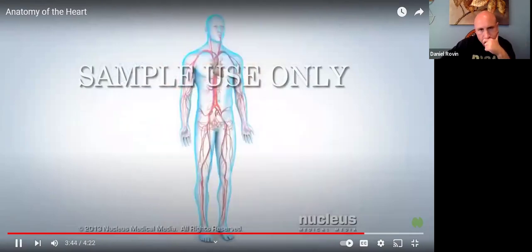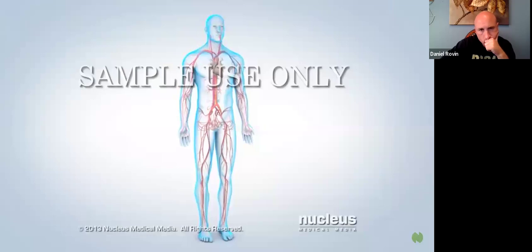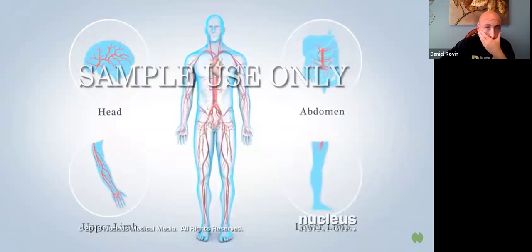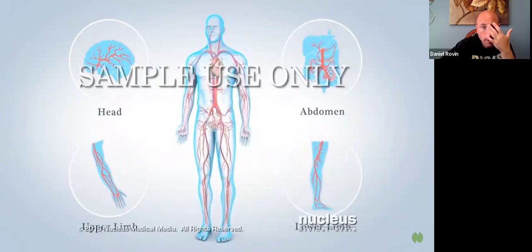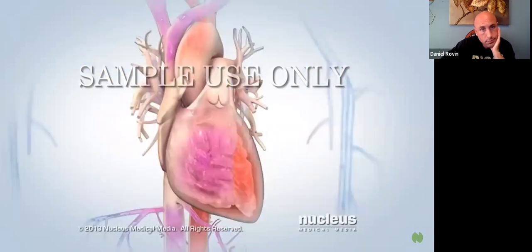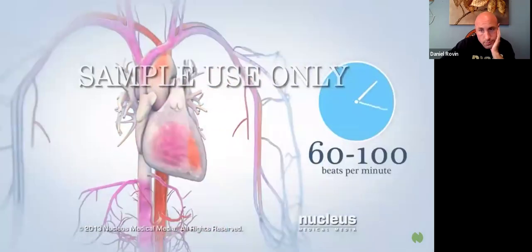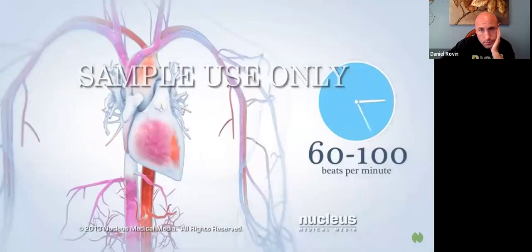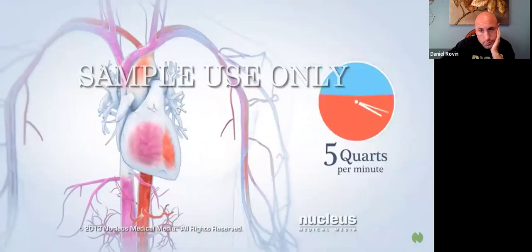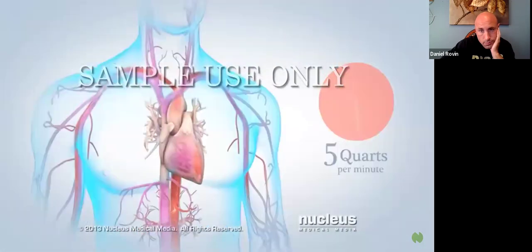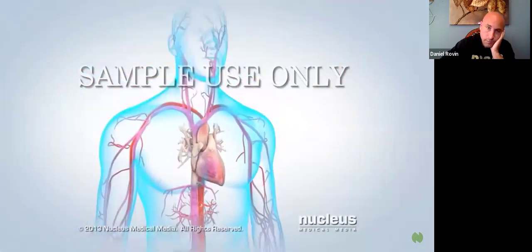At the top of your aorta, arteries branch off to carry blood to your head and arms. Arteries branching from the middle and lower parts of your aorta supply blood to the rest of your body. Your heart beats an average of 60 to 100 beats per minute. In that 1 minute, your heart pumps about 5 quarts of blood through your arteries, delivering a steady stream of oxygen and nutrients all over your body.